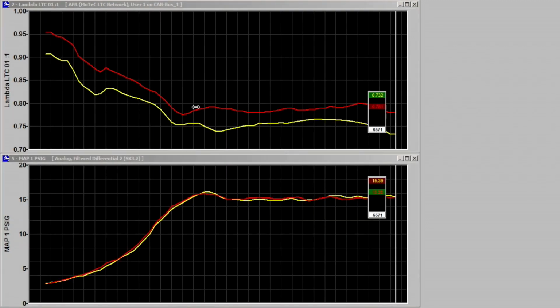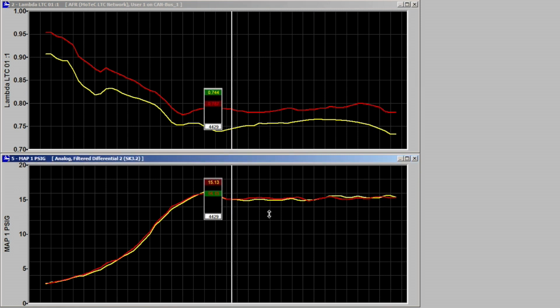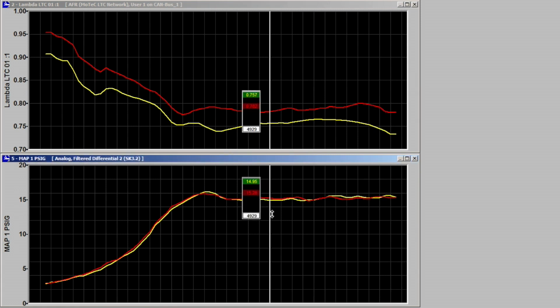To the right we have our two lambda plots, and then below that we have our boost pressure, and you can see that for both of those runs we're running at around about 15 psi of boost. So that demonstration hopefully will give you a little bit more insight into how the air-fuel ratio affects the exhaust gas temperature, which obviously is a byproduct of our combustion temperature.